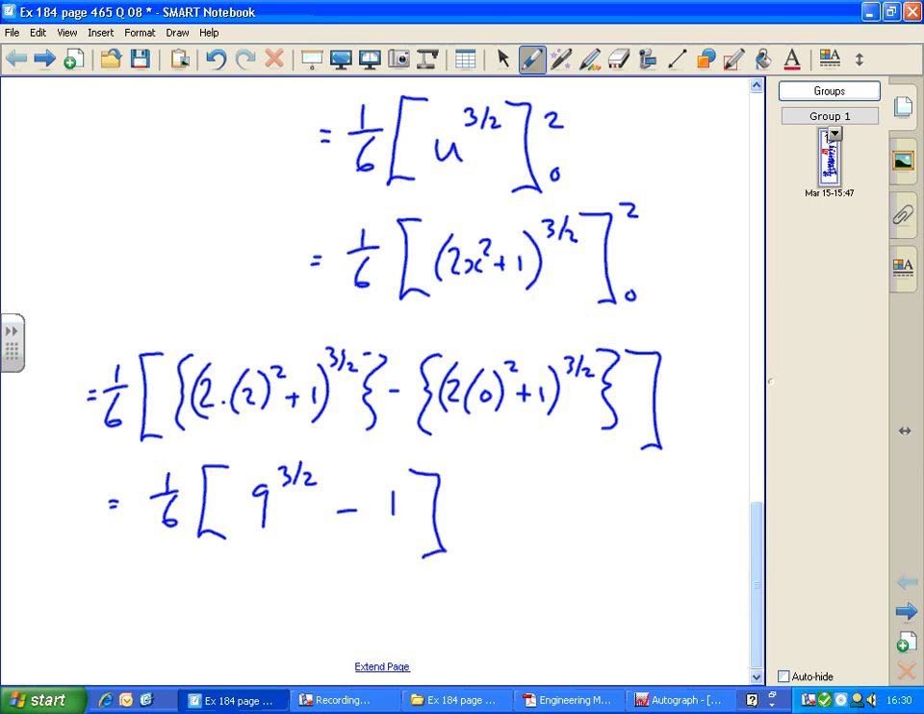And if you plug that into the calculator, I'm sure you get the value in the text. Remember, if we're putting this into the calculator, 3 over 2 can be written as 1.5.